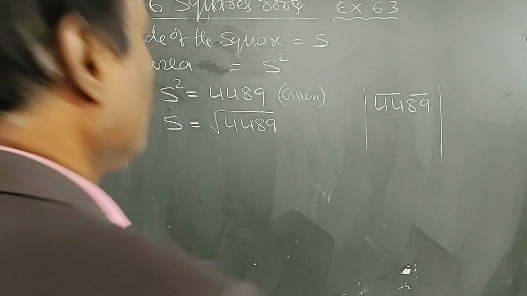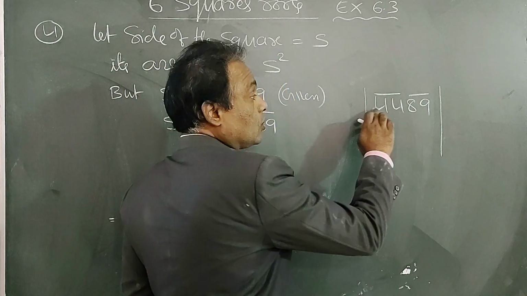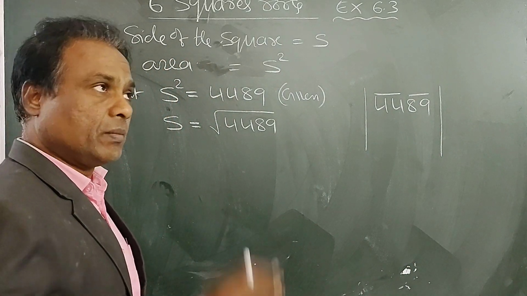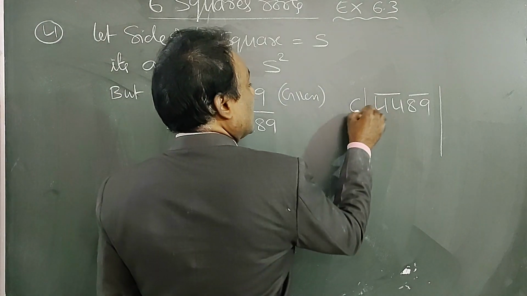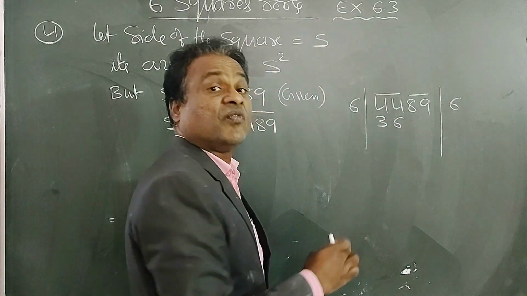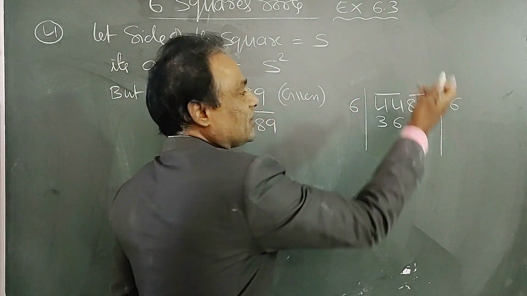Now take a number here and multiply it with the same number. We have to get at most 44, so not more than 44. It may be just less than 44, but not more. 6 6s are 36. 7 7s are 49, and 49 is greater than 44.